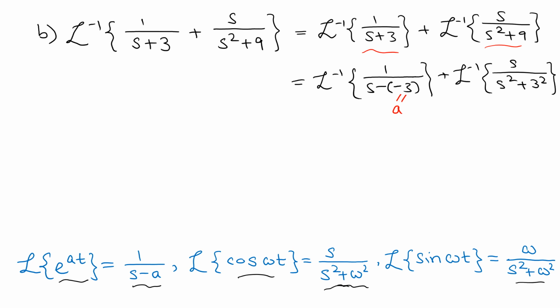So that means in this case omega equal to 3. So that's omega, which is equal to 3 now. Okay, so now we can use the table, so we can write the answer now. So use the e^(at) function.